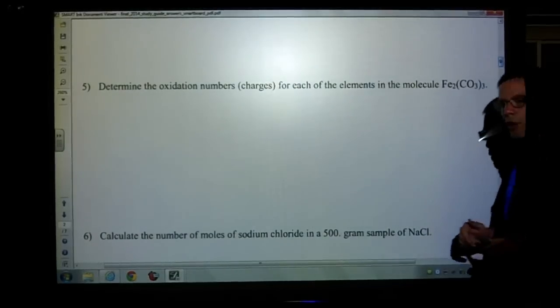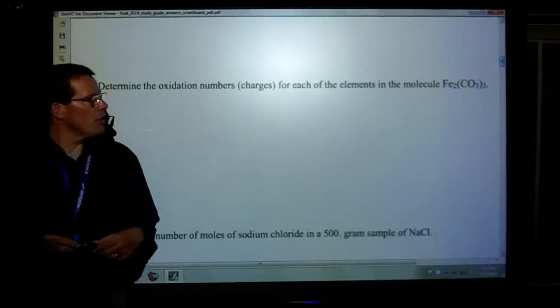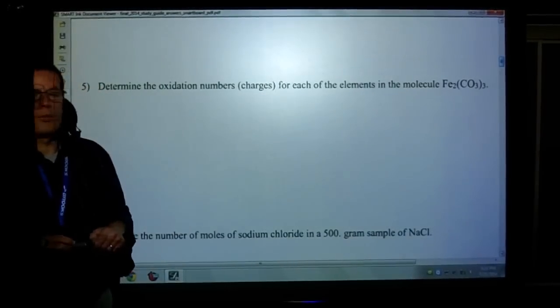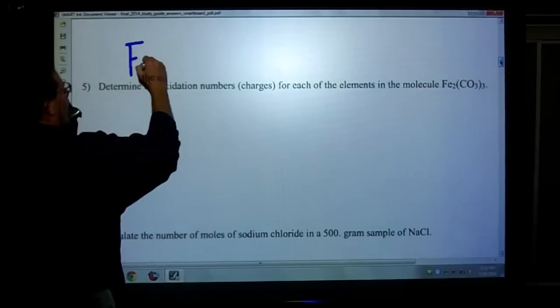Number 5. Determine the oxidation or the charges, the potential charge for each of the elements in the molecule Fe2(CO3)3. Now we did this earlier on.